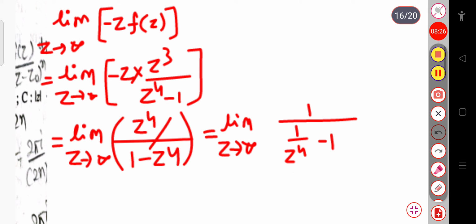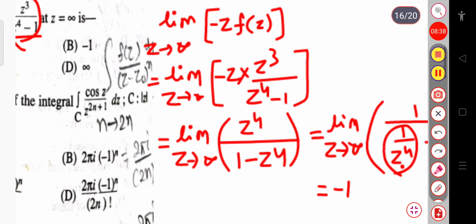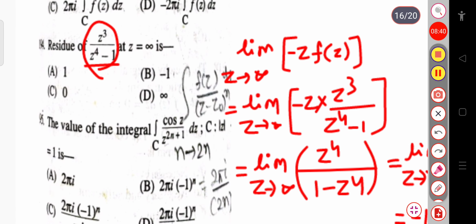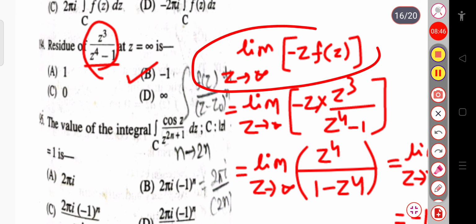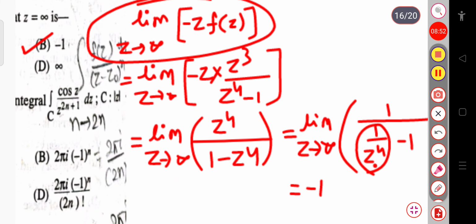Now if I substitute the value, that is z tends to infinite, then this 1 by infinite goes to 0, and here 1 by minus 1 will be equal to minus 1. So here the correct answer will be minus 1. Okay, so basically when you have to calculate the residue of the function at z tends to infinite, you can calculate in this way.